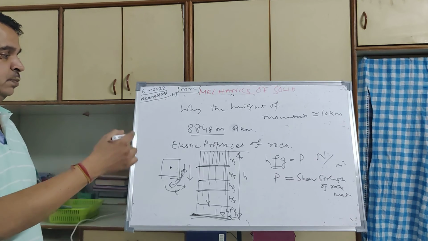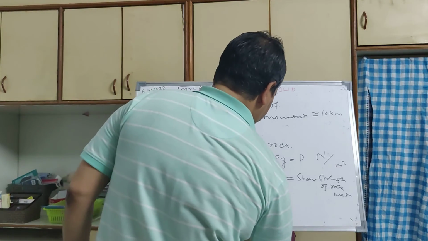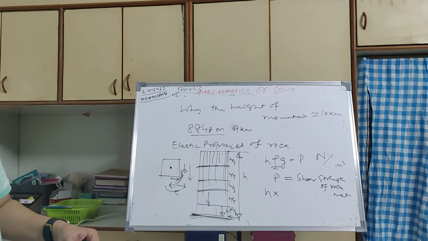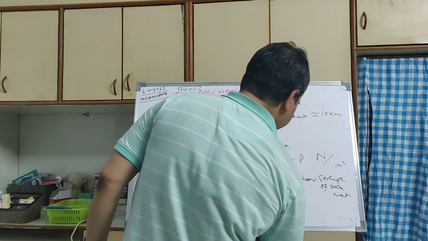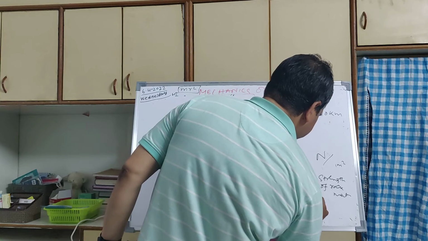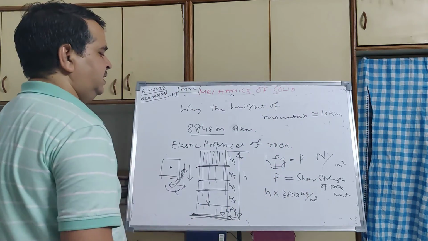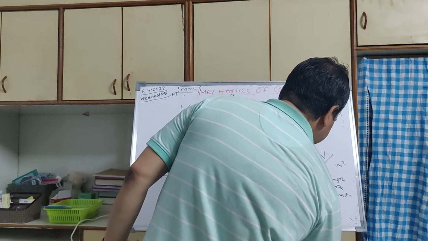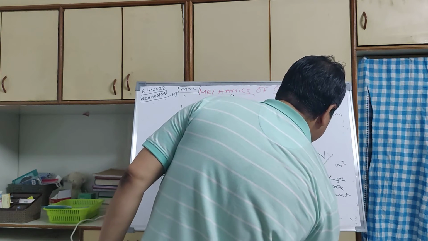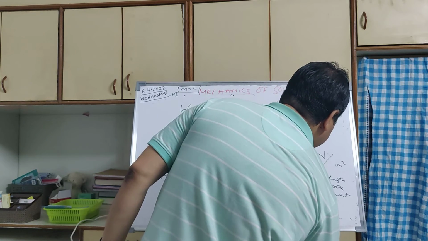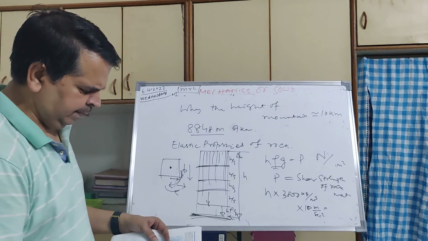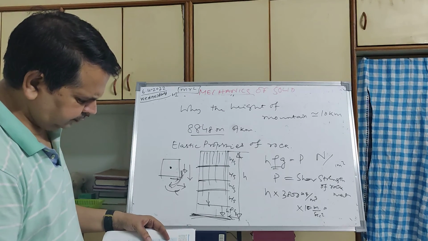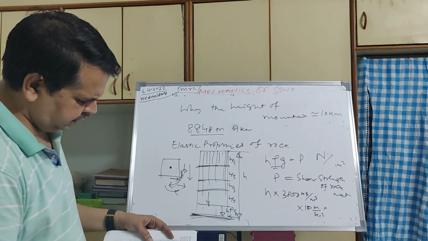So this pressure. We know H. We do not know. Density of rock is given as 3 into 10 to the power 3, 3000 kg per meter cube. That is the density, and g you know is 10, or 9.8 meter per second square. So this is equal to the shear strength of the rock.